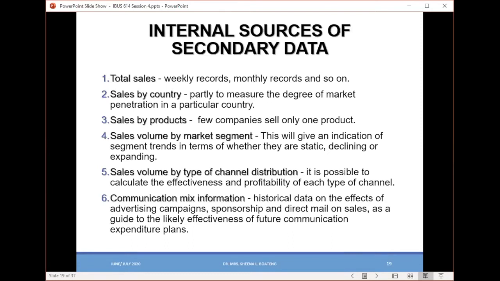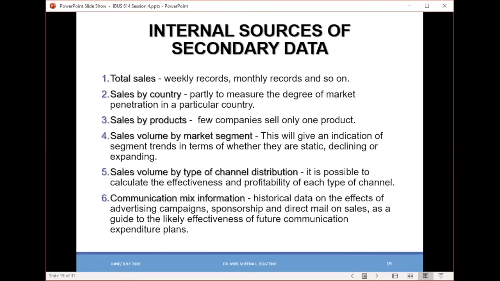They can also use secondary data based on their communication mix, right? Firms have a lot of historical data on the effects of their advertising campaigns, their sponsorships, their direct mail on sales as a guide to the likely effectiveness of future communication expenditure plans.